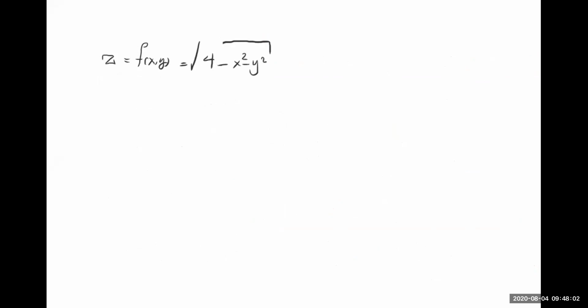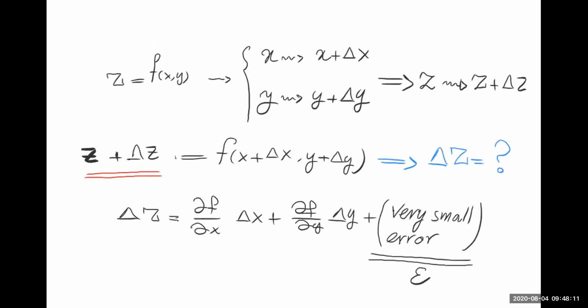Someone has asked why it's only an approximation and not the exact value. The reason is here: delta z is equal to the partial derivative of f with respect to x times delta x, plus the partial derivative of f with respect to y times delta y, plus a very small error. We have this error in the other cases too. So whenever we write this formula, there is a small error at the end. We are not taking that part into account.